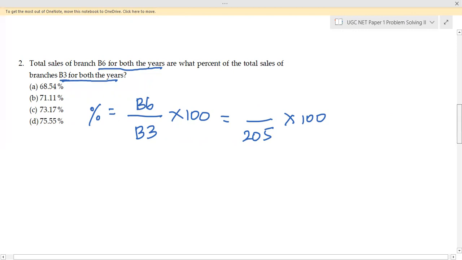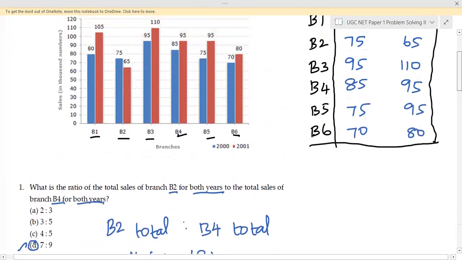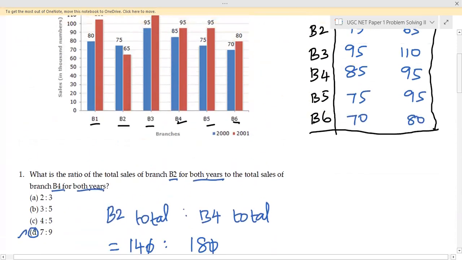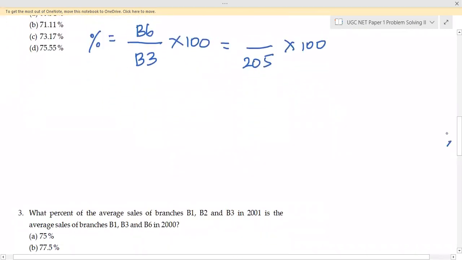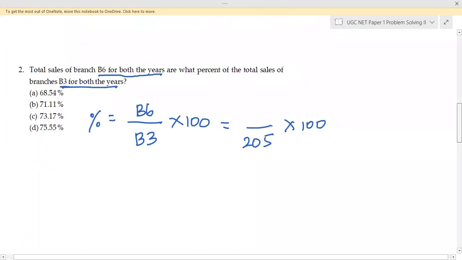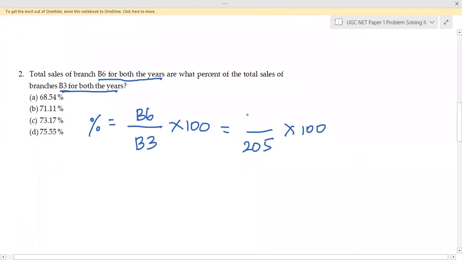So yes, again, come here. B6 total, it's very easy. 70 plus 80, which is simply 150. So that means we will be having 150 here in the numerator's position. I hope it is clear to you. So be clear with the question. Total sales of branch B6 for both the years is what percentage of total sales of branch B3 for both the years. So be clear with the things.